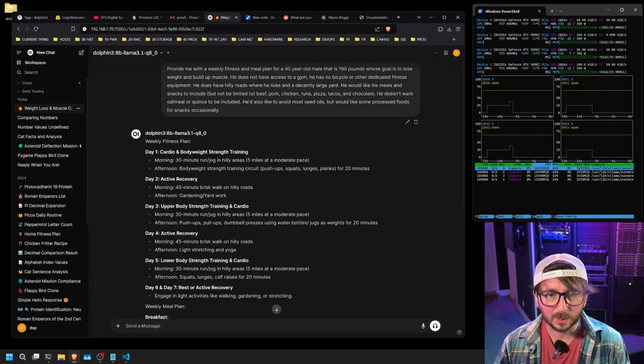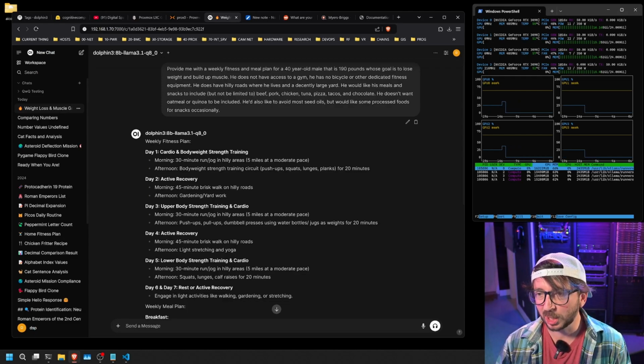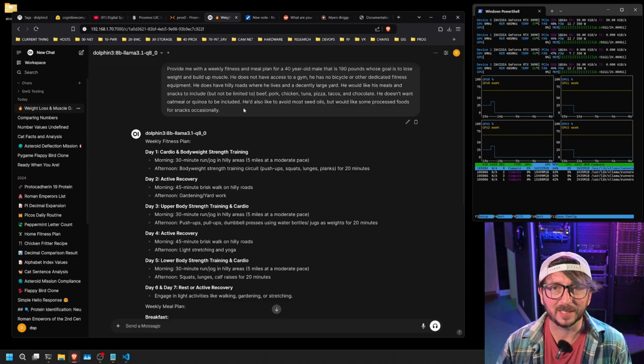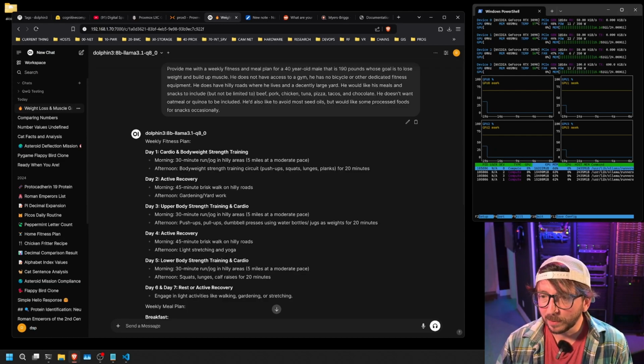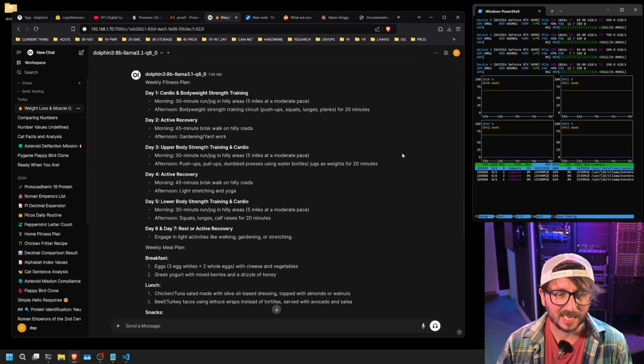He would like his meals and snacks to include, but not be limited to, beef, pork, chicken, tuna, pizza, tacos, and chocolate. He doesn't want oatmeal or quinoa to be included. He'd also like to avoid most seed oils, but would like some processed foods for snacks occasionally.